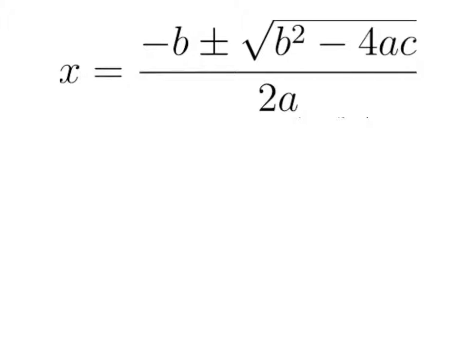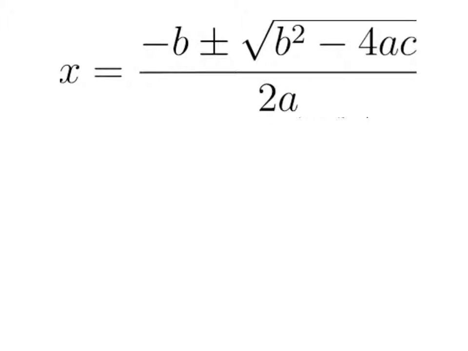So when we're looking at the quadratic formula, what we're really looking at are all of these crazy letters. So we have x equals. The reason that this is an x equals is because from the graph, we're looking for the x-intercepts. So x is going to be negative b plus or minus the square root of b squared minus 4ac, all divided by 2 times a.